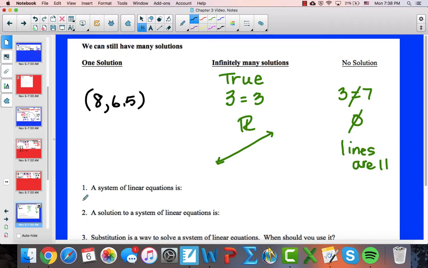All right. Quick review. A system of linear equations. I want you to write down what that is. I want you to tell me what the solution is, and I want you to tell me when we should use substitution. So these are the 3 things. I want you to go back, read through your notes, get the answers to these questions, and bring them to class tomorrow for us to discuss. And we're going to practice all these methods tomorrow, so come ready to work.